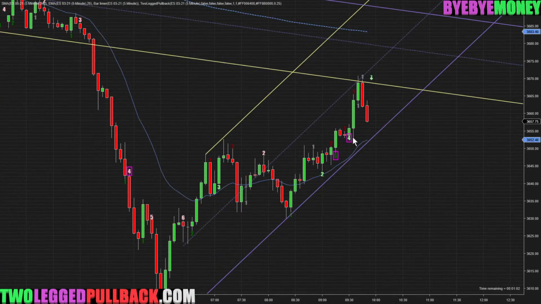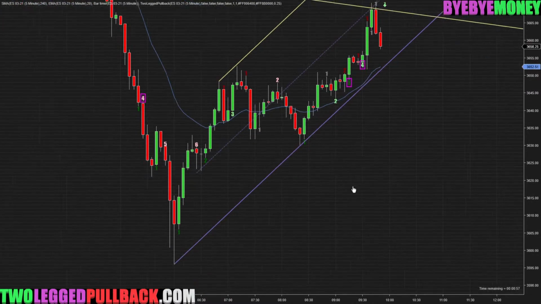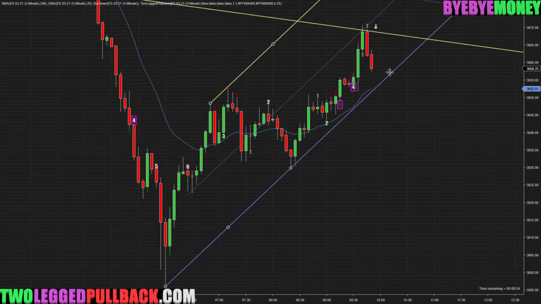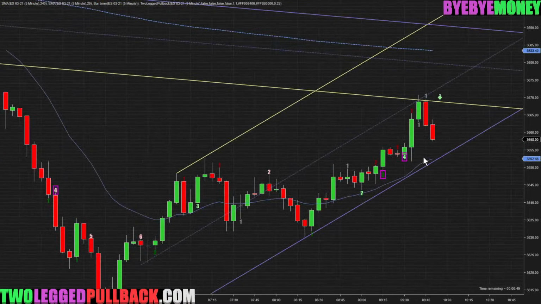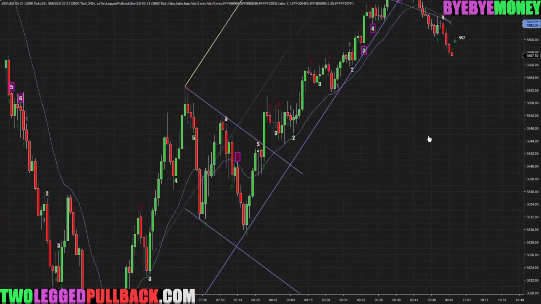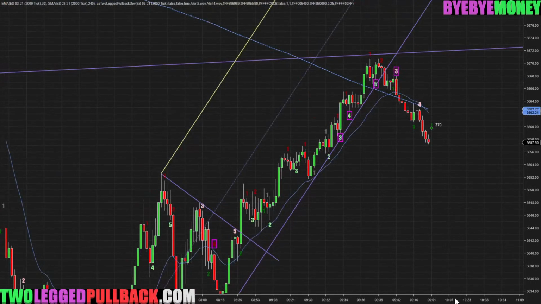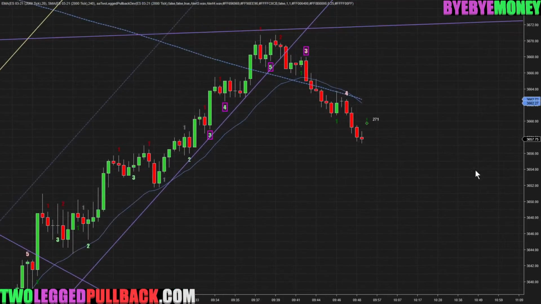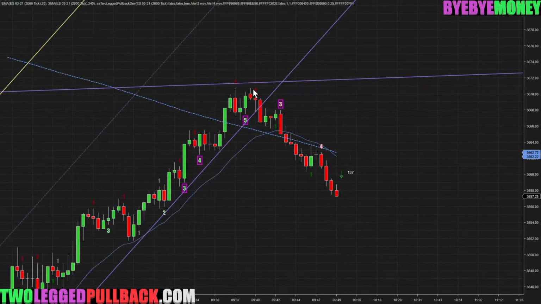Potential two-legged pullback at this 20 EMA, because look at where it's hitting. This is converging with the bottom of this trend line, which is simple. This pivot, most obvious trend line you can make, and about to hit both the 20 EMA and the trend line. So the two-legged pullback on the 2K chart might be viable here, but let's look at the price action, guys.